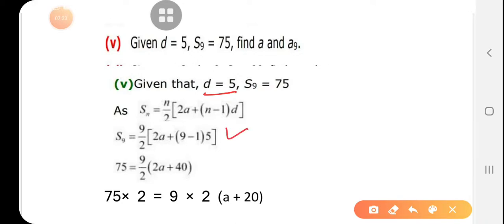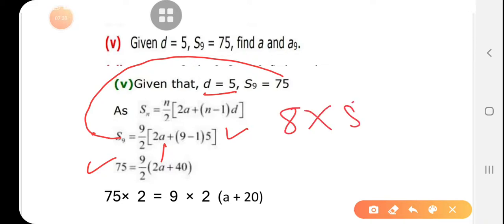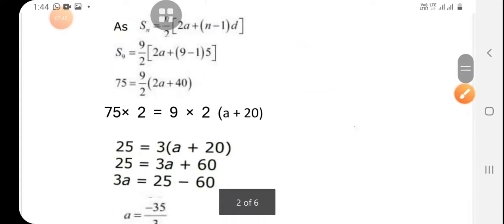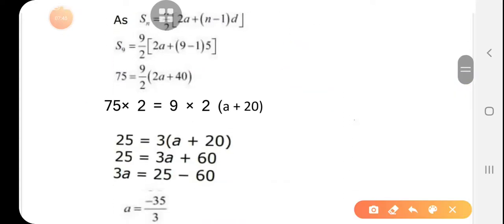Now Sn is equal to 75, so we put 75. On the right side 9 by 2 into (2a plus 8 into 5), that is 40. Now transpose 2 from the right side to the left side, then it will be multiplication, so 75 into 2. Here we got 9, and take 2 as common, then we get a plus 20.